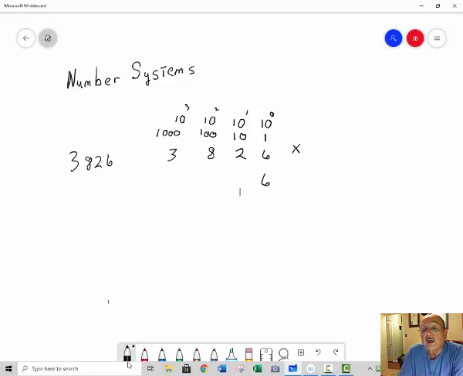So if I multiply 6 times 1, I get 6. If I multiply 2 times 10, I'll get 20. If I multiply 8 times 100, I get 800. And if I multiply 3 times 1,000, I get 3,000. And if I add those up, I will get the 3,826.